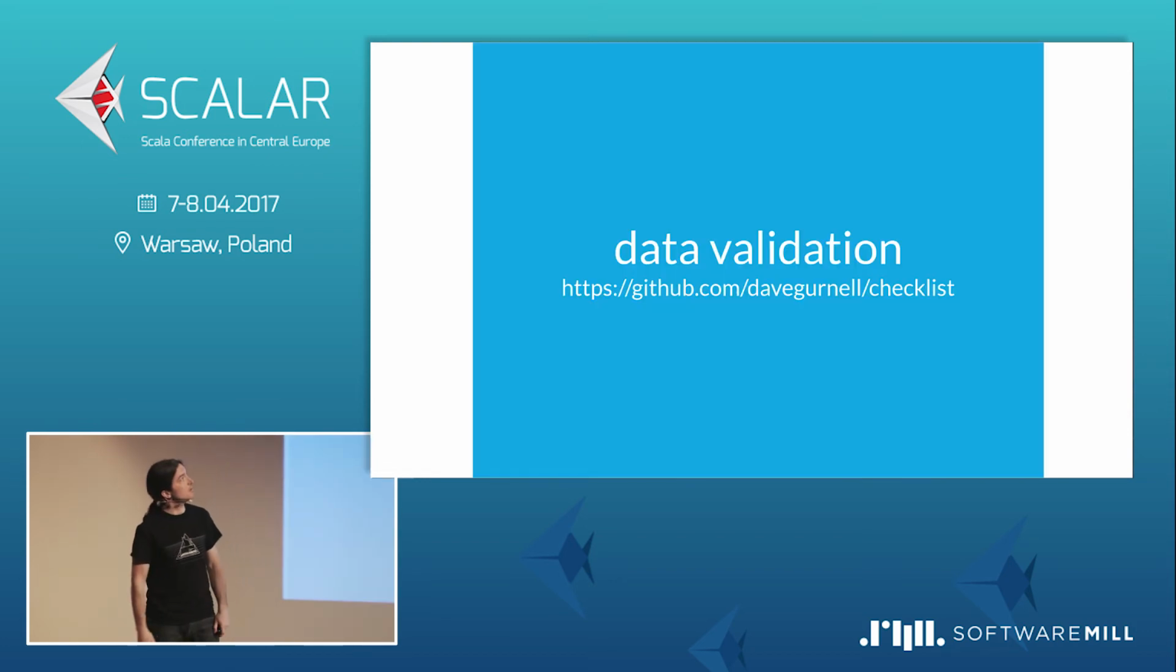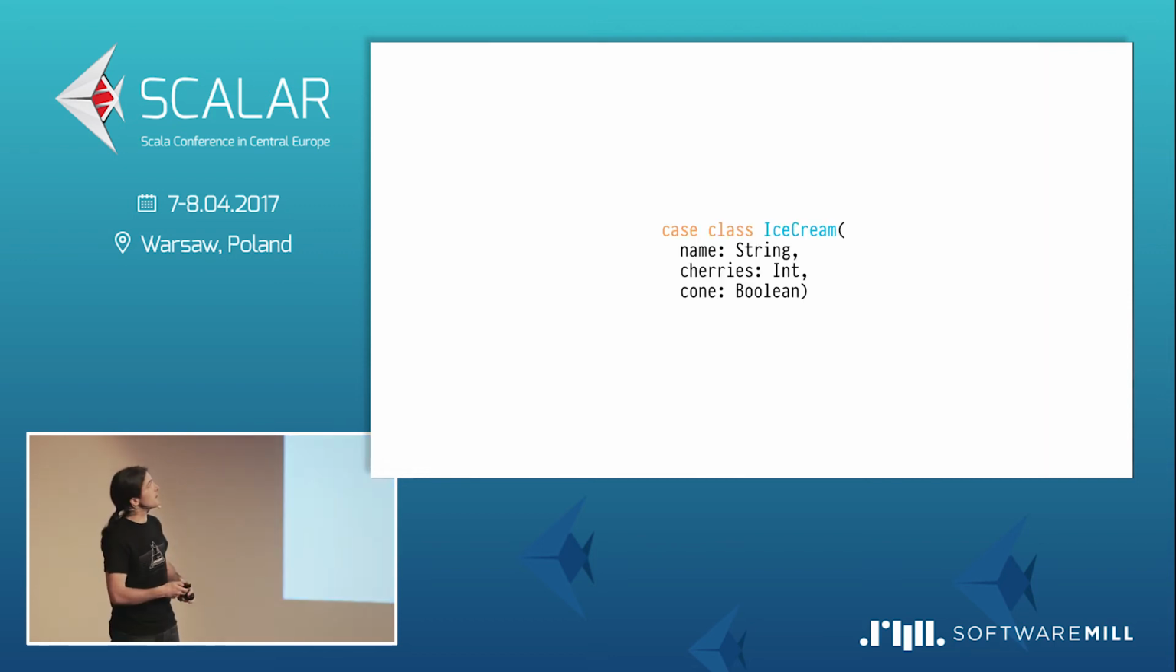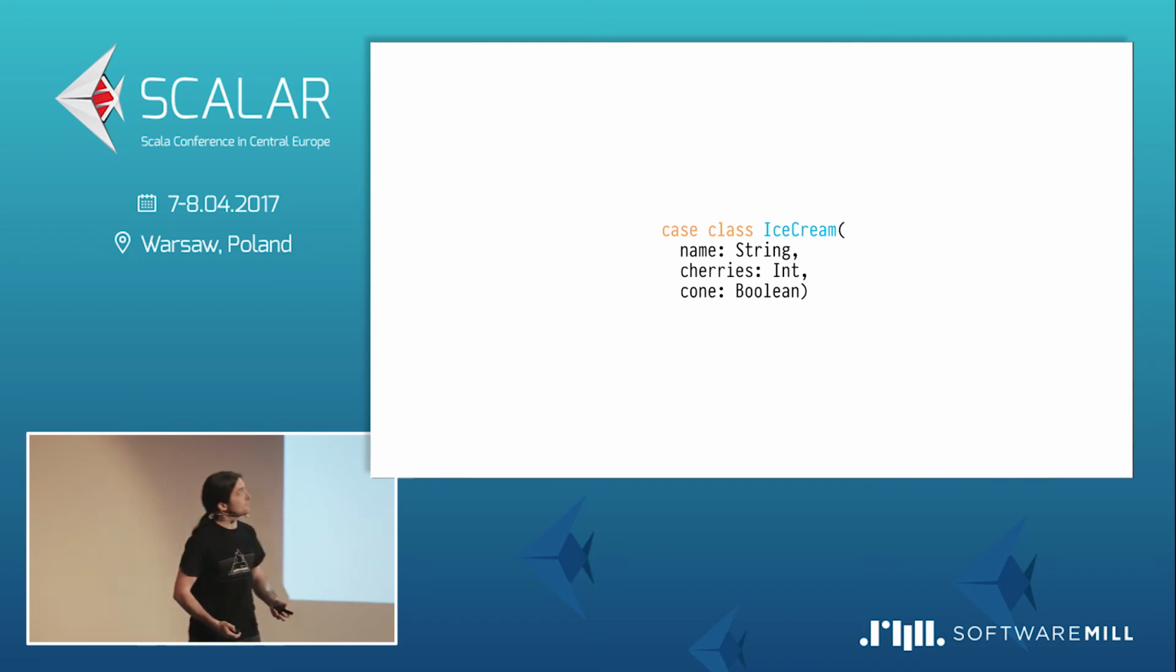I want to show you another case study now, which is about validating data. I have a library which does this. It's called Checklist. You can check it out if you want. Basically the use case here is, again, let's say I have a data type, and I want to validate it. I want to check an instance of an ice cream is a valid ice cream. So there are some things which are implicit in the types, right? Name must be a string, cherries must be an int. So the type system solves that for us. And then there are other things that I need to check at runtime.